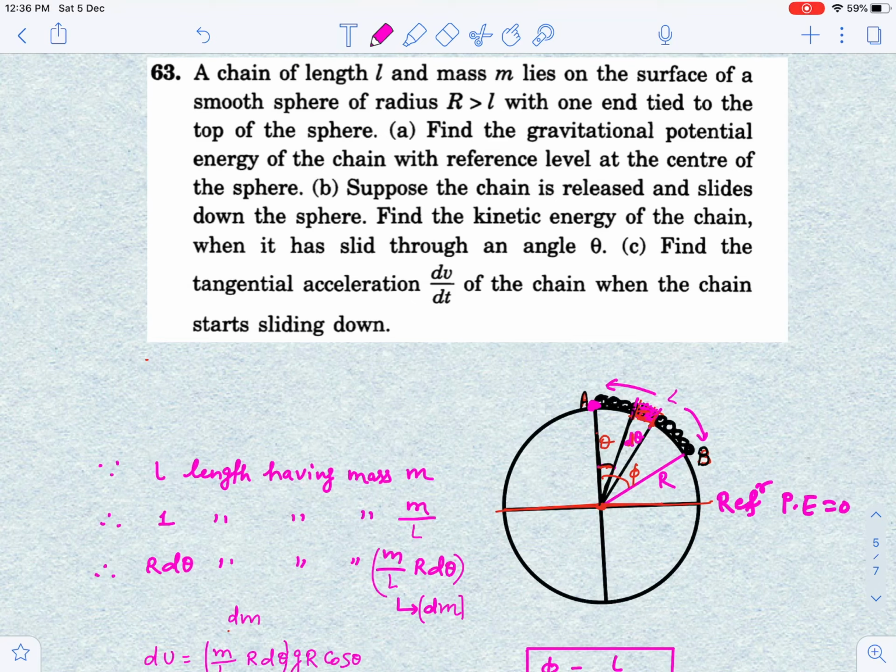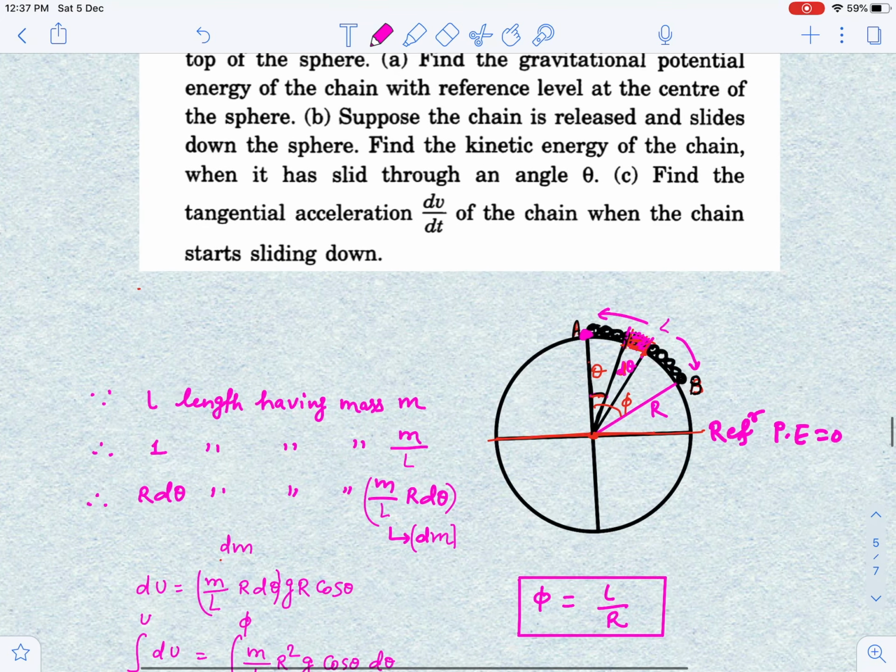suppose the chain is released and slides down the sphere. You have to calculate the kinetic energy when it slides through an angle theta. Part C, they are asking the tangential acceleration. Those three things they have asked in this question. So first we will try to solve the first one.